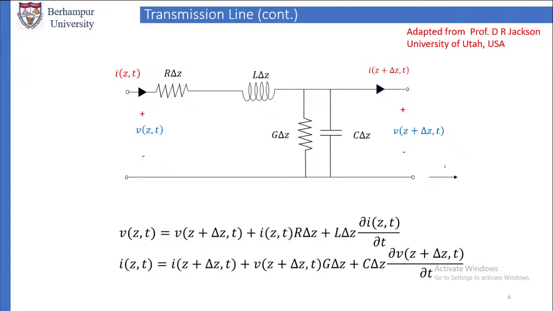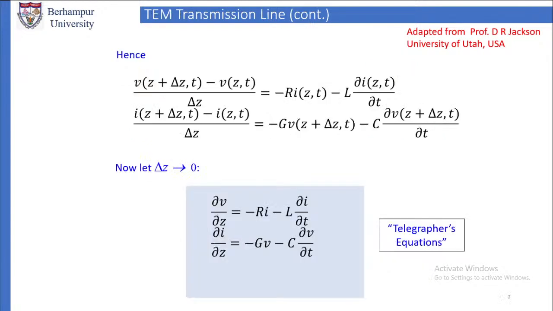So these are the two expressions for voltage and current. So we have found the two expressions for voltage and current. Once we have done that, we will take all voltage terms from the first equation to the left hand side. From the second equation, we take all current terms to the left hand side. Then we divide both sides by delta Z.